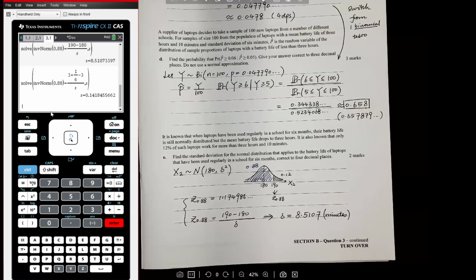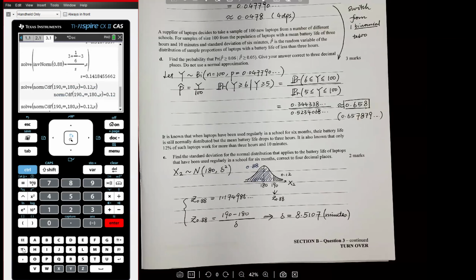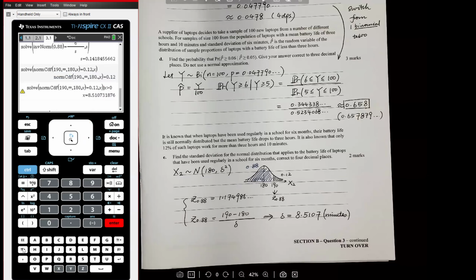But also some students may use this command like a norm CDF, let's say 190 to infinity. 180 is the mean, and X is the unknown standard deviation, equals 0.12, solving for X. If that's the case, it doesn't solve. But if you specify X is a standard deviation greater than 0, you can also figure that out. So this is another numerical method. I'll put it here.